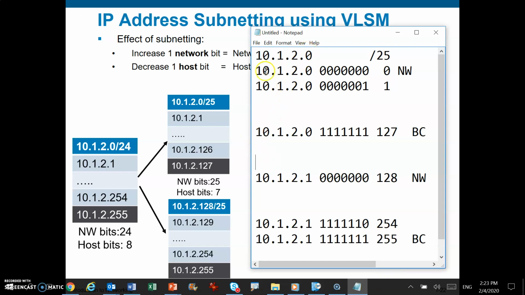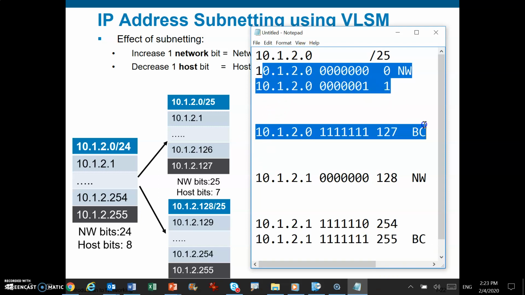The first one is over here, where the bit that we borrow, this bit initially was a host bit, now becomes a network bit. We set it to 0, this will become my first network. My second network will be here, where this bit 25, we change it to 1. So we basically have created two networks, here and here.